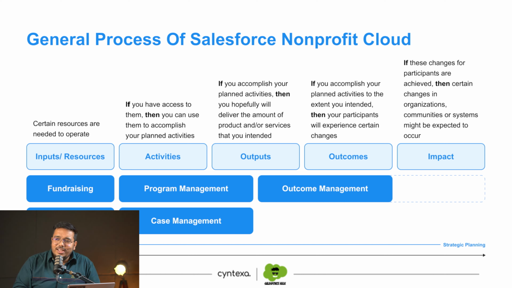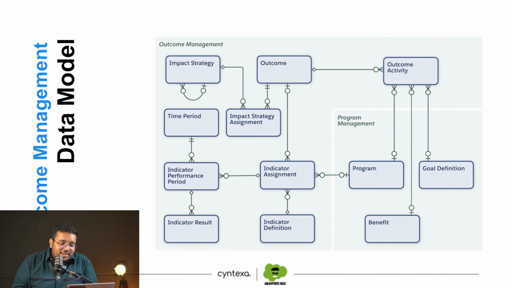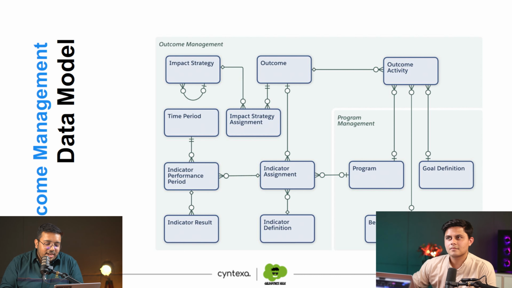So the data model is, one slide back. Yeah. So in the data model, we have the impact strategy, which we can define. Then we can configure outcomes. Then we can link it with programs and benefits. So we can definitely do all of this.